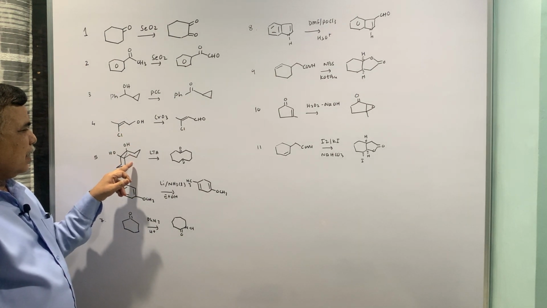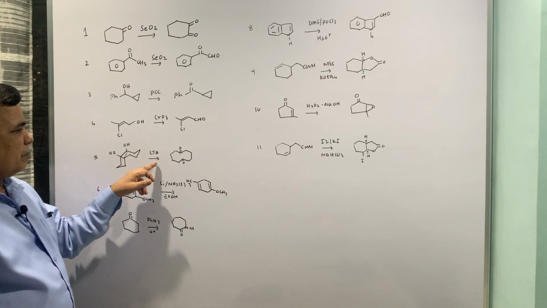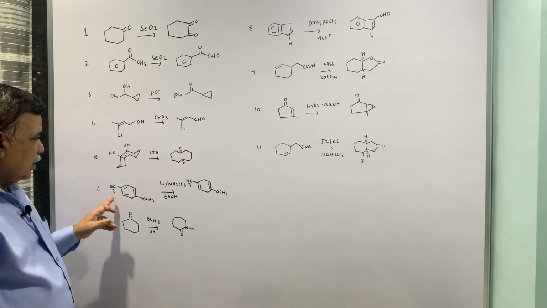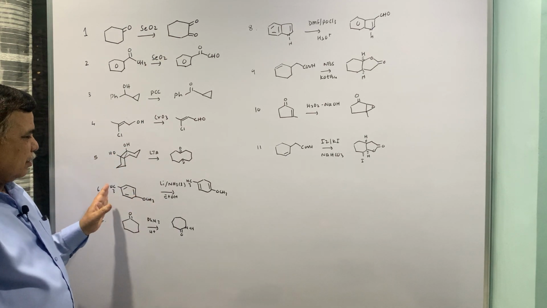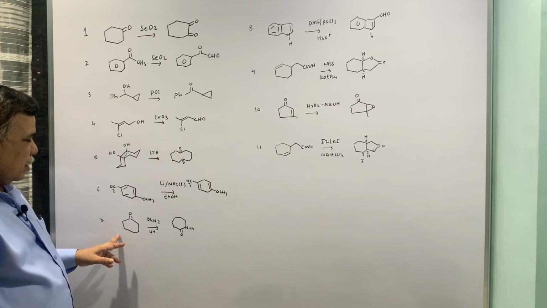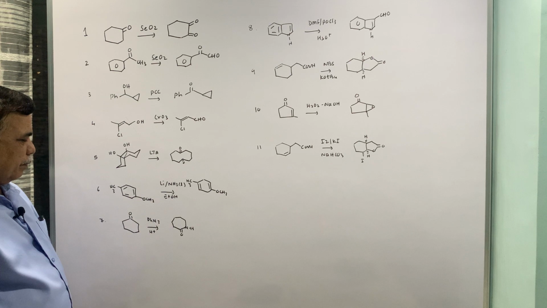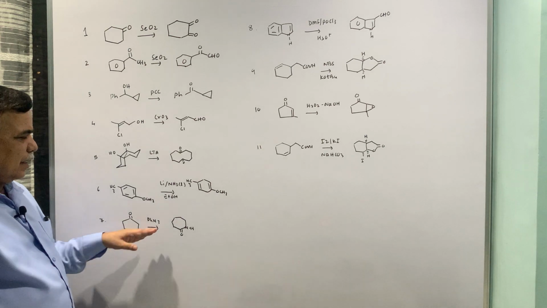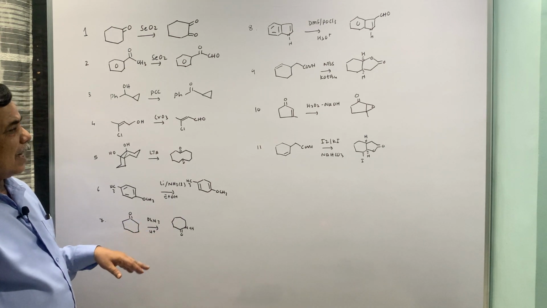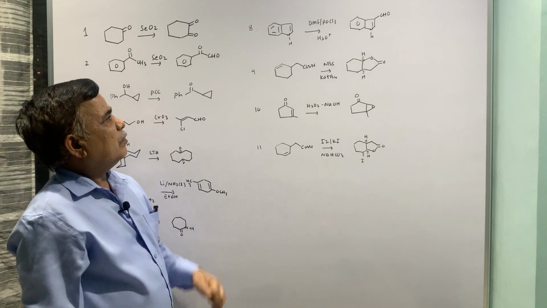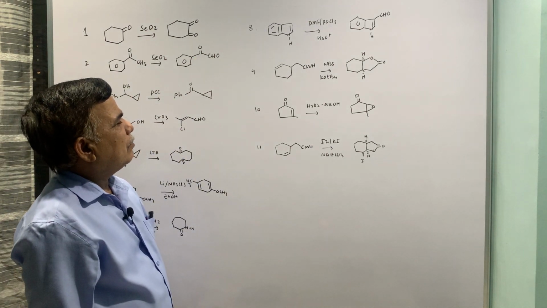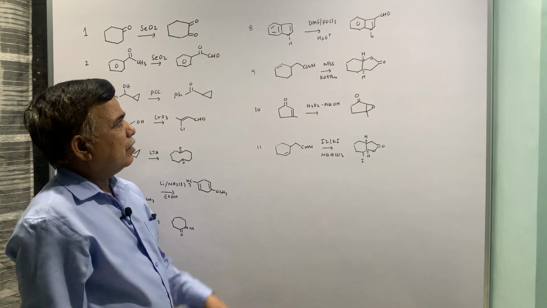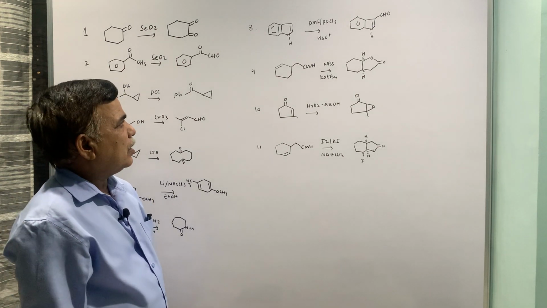Then this vicinal glycol, cis vicinal glycol to be precise, becoming the dialdehyde or diketone. This is oxidative cleavage of diol. Then Birch reduction of this 4-methyl anisole. Then addition of this azide in presence of trifluoroacetic acid to give you the lactam. Then DMF, POCl3 followed by hydrolysis gives you the formylation, that is Vilsmeier-Haack reaction.